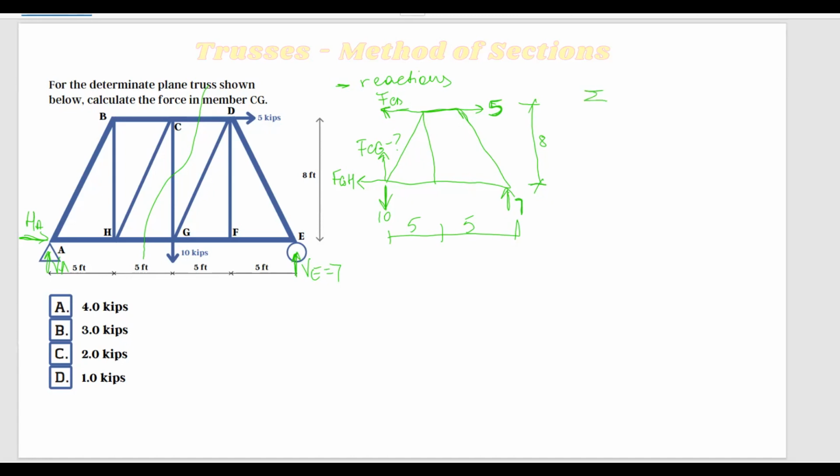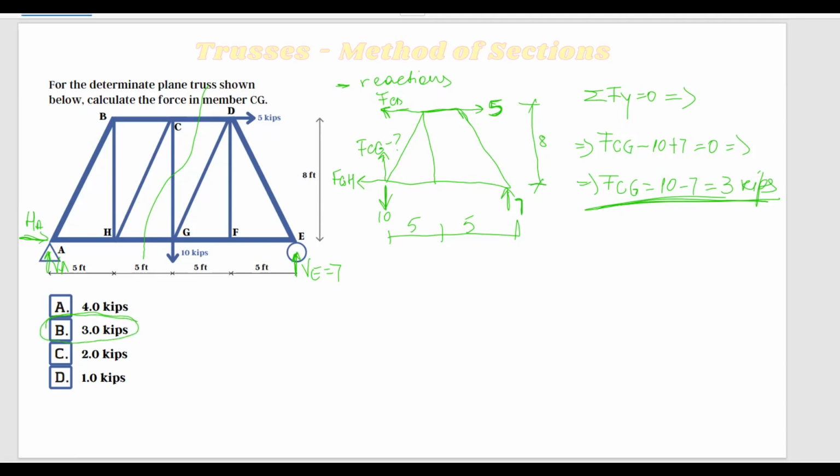If we do sum of forces in the y direction equal to 0, it's going to give us FCG. So let's do that. I'm going to have FCG minus 10 plus 7 equals 0. From here, FCG is equal to 10 minus 7, which equals 3 kips. That was a pretty easy case. We got lucky here. 3 kips. The correct option is B.